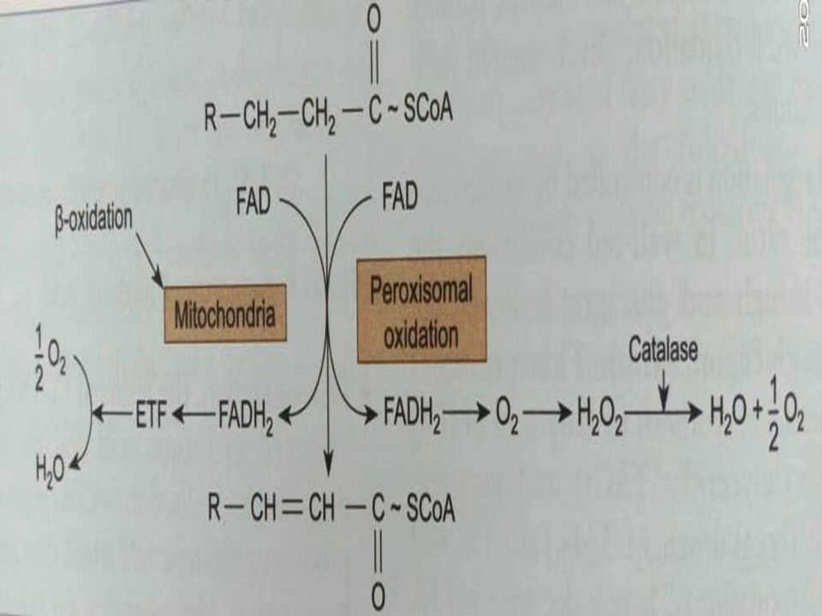In mitochondrial beta oxidation, in the first step, FADH2 is generated, which later on passes to electron transport chain and energy is generated in the form of ATP. Whereas in peroxisomal oxidation, in the first step, FADH2 is generated, which passes electrons to oxygen and forms hydrogen peroxide. This hydrogen peroxide later on undergoes degradation by the action of catalase enzyme to form water and molecular oxygen. So in peroxisomal oxidation, ATP is not generated, whereas energy which is released is in the form of heat.